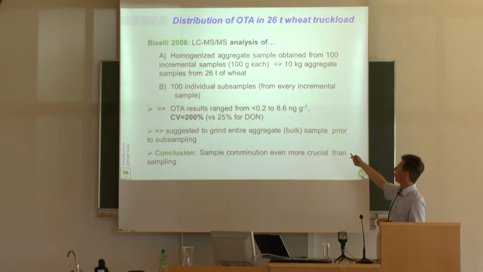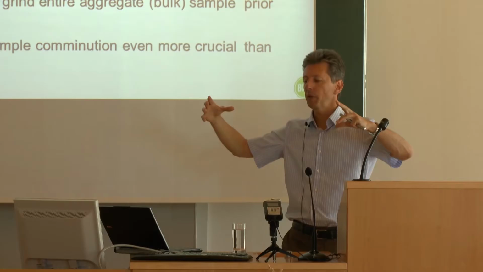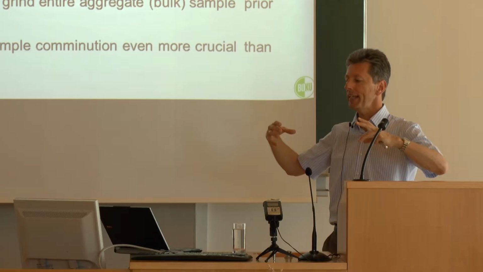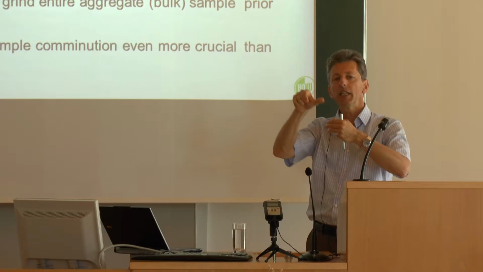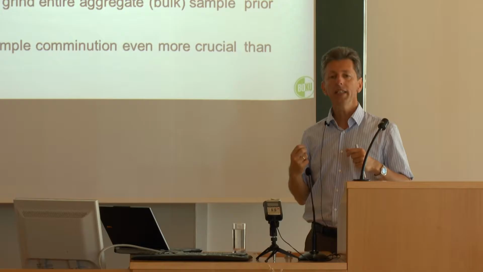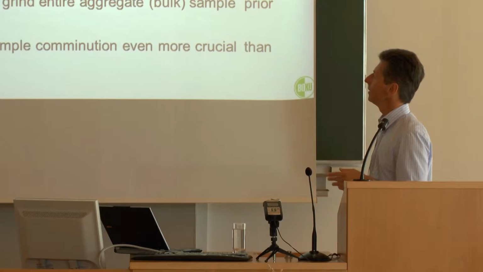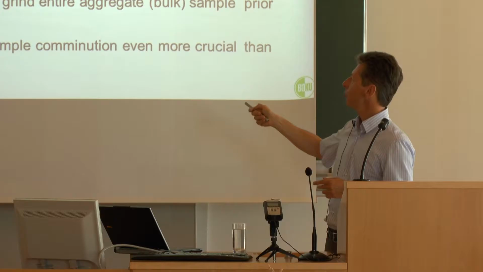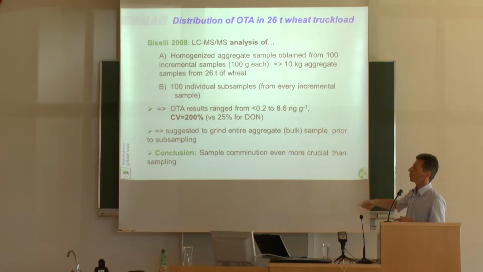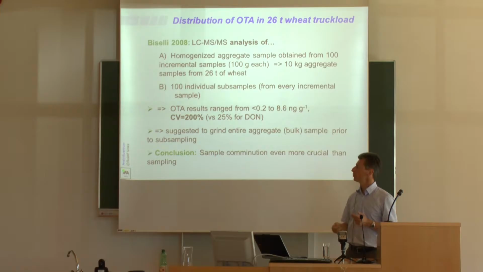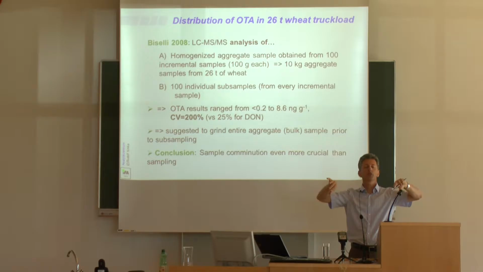And to see, when I'm following this European Commission guideline and I take 100 incremental samples to form one big aggregate sample, what is the variability of the individual toxins in these individual incremental samples, to see whether homogenization is an issue or not? And clearly, it is an issue. For ochratoxin A, the results ranged from lower than 0.2 nanogram per gram, or microgram per kilogram, to 8.6 nanogram per gram. So great variability with a coefficient of variation of 200%. So the results scattered around a mean by plus minus 200%. That is a sign of severe heterogeneity.